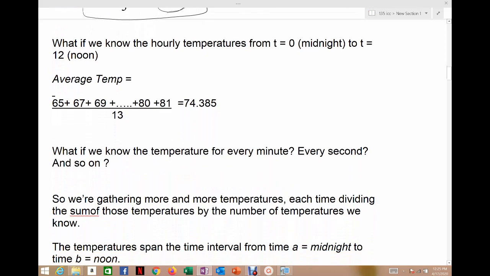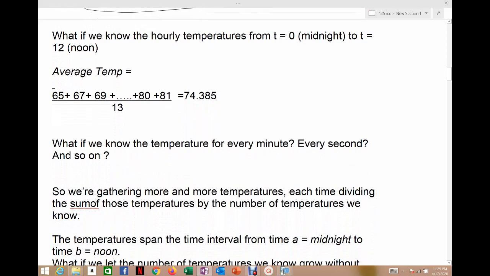All right, suppose I tried to get a little better. I collected a little more data. I decide to take the temperature every hour. I didn't write them all down, but suppose I had taken them every hour and written them all down. They'd be slightly increasing every hour, and I'd add them up, and there'd be 13 temperatures because there'd be the start and the finish, and the hours in between. And so this is my new average, which is getting a little more accurate.